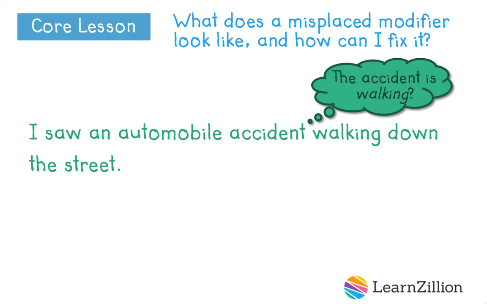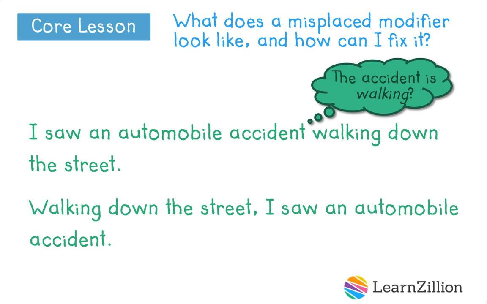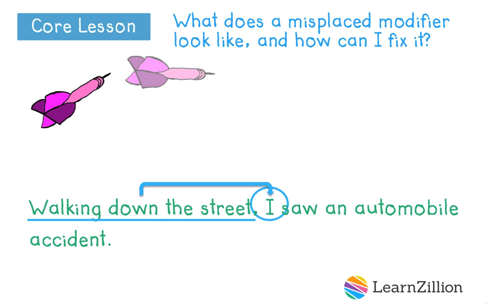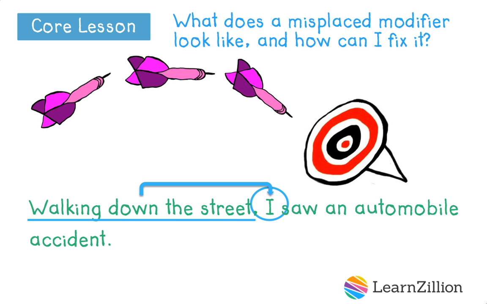This is an example of what we call a misplaced modifier, because the modifier, the participial phrase, is targeting the word accident instead of the word I. In order to fix this, we will reorganize the words so that the modifier is much closer to its target. Let's try this. Walking down the street, I saw an automobile accident. Now the target for the modifier, the pronoun I, immediately follows it, so no confusion is caused. The rule of thumb is to place the modifier as close as possible to its target. We don't want the reader to be confused about what we mean.